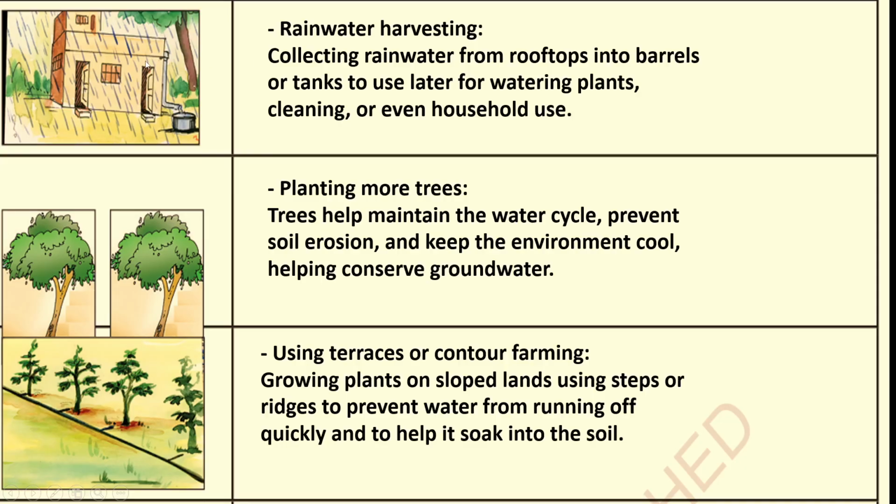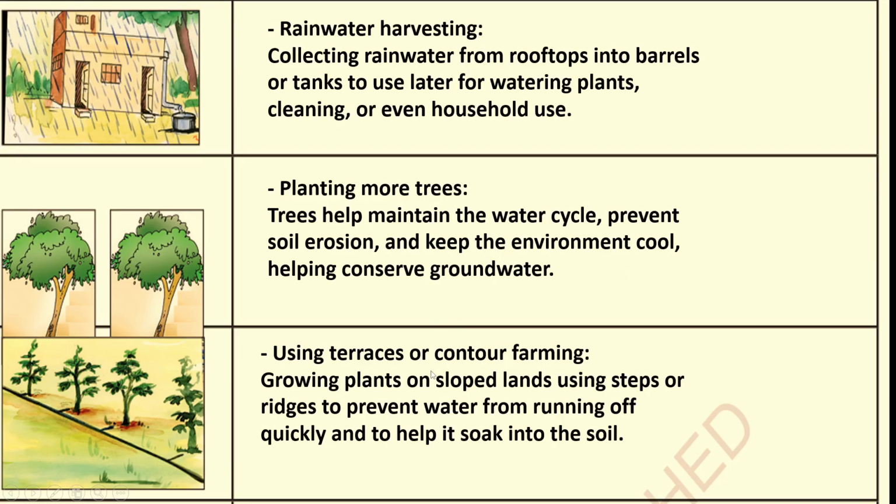Rainwater harvesting. This is where the pipe is. Rainwater is collected in a tank here. Collecting rainwater from the rooftops into the barrels or the tanks to use later for watering plants, cleaning, and even household use. Planting more trees. Trees help maintain the water cycle, prevent soil erosion, and keep the environment cool, helping conserve groundwater.